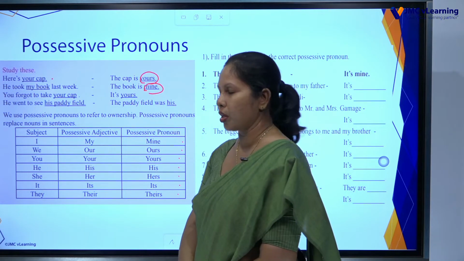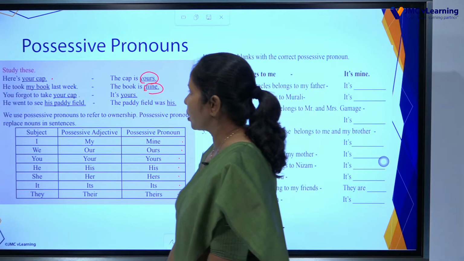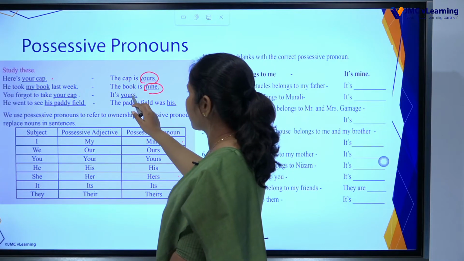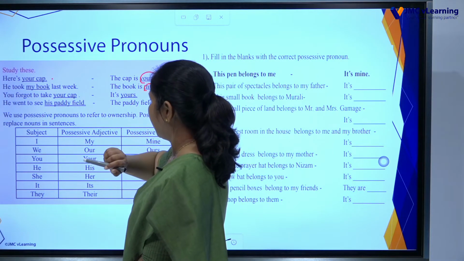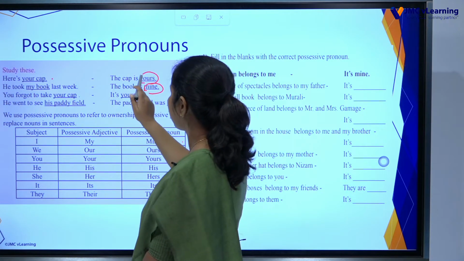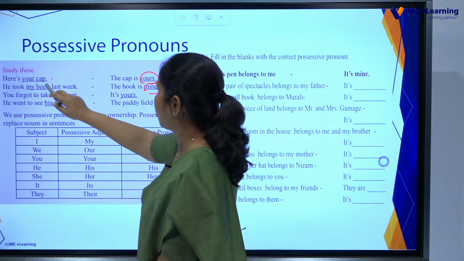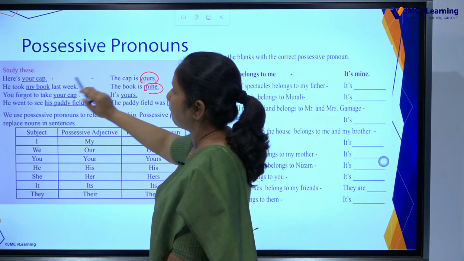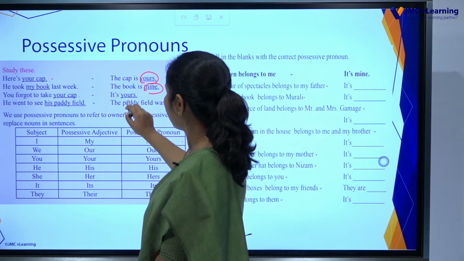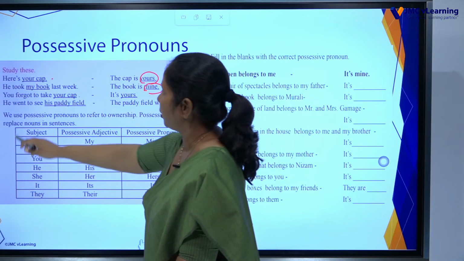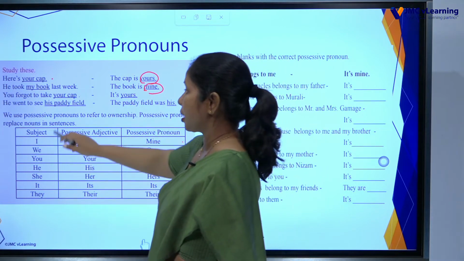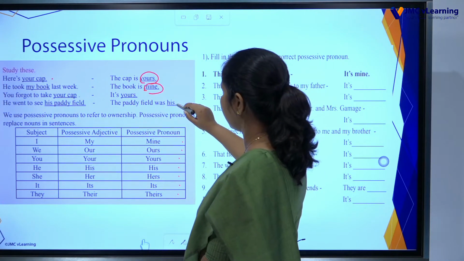Talking about ownership. You forgot to take your cap. It's yours. In these sentences, the possessive adjective is given, then the possessive pronoun comes like this. Here your becomes yours, my becomes mine. Again here your becomes yours. The final one: he went to see his paddy field. The possessive adjective his becomes his here as well.